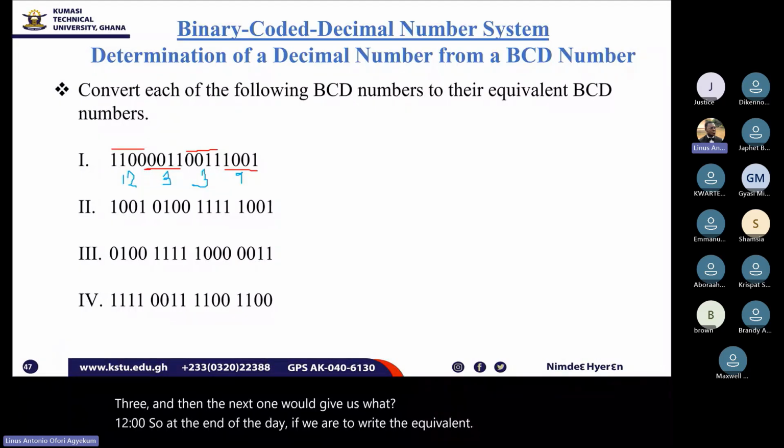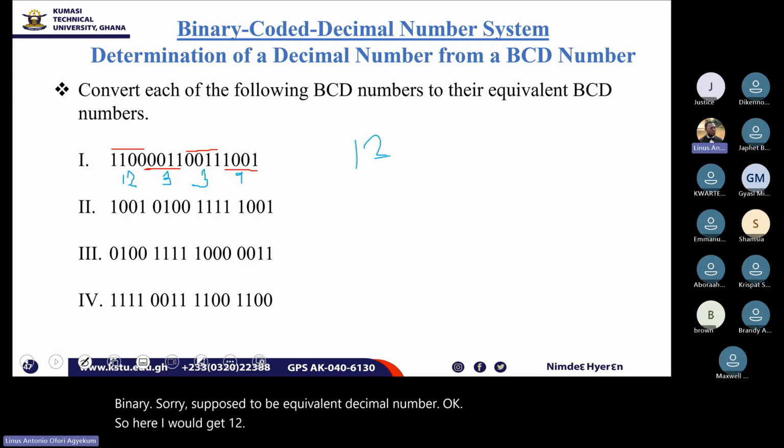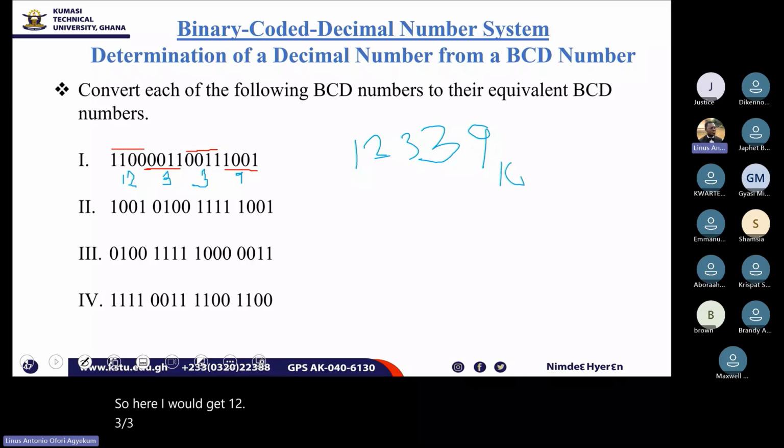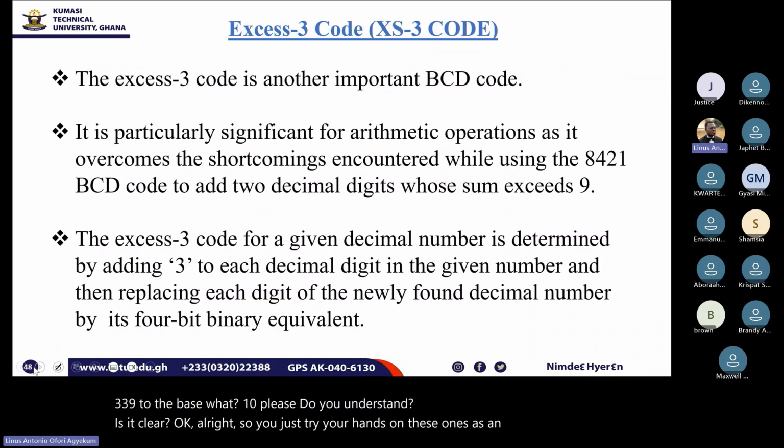So at the end of the day, if we are to write the equivalent binary, sorry, it's supposed to be the equivalent decimal number, okay? So here we would get 12, 3, 3, 9 to the base what? 10. Please, you understand? Is it clear? Okay. So you just try your hands on these ones as an assignment, but not an assignment to be submitted, basically an example for yourself.